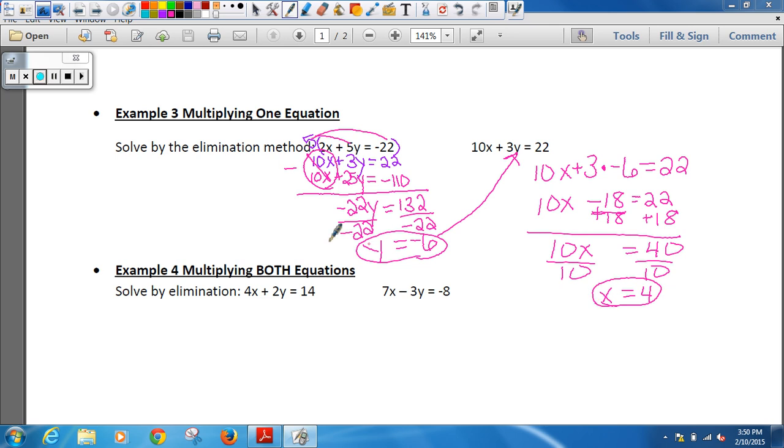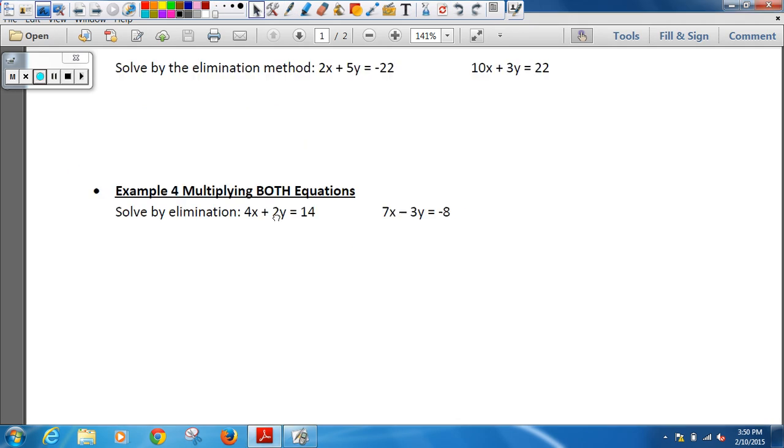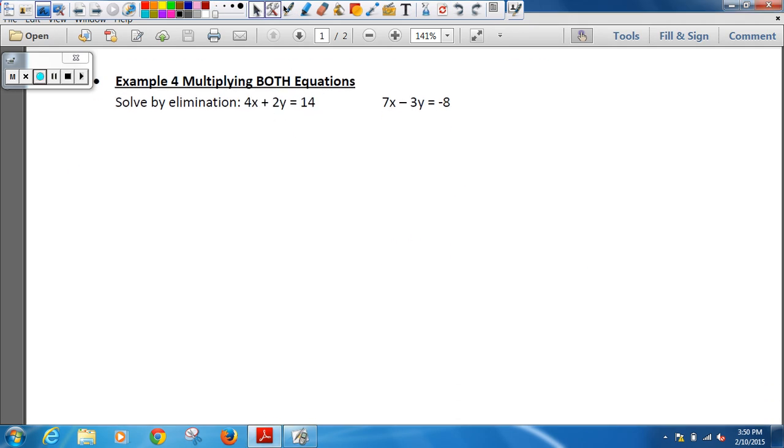Do not forget, I need to write it in an ordered pair, x, y. So the answer to my system here is the ordered pair 4, negative 6. Okay, in this example, I only had to multiply one equation times something. On the next one, I have to multiply both equations times something.